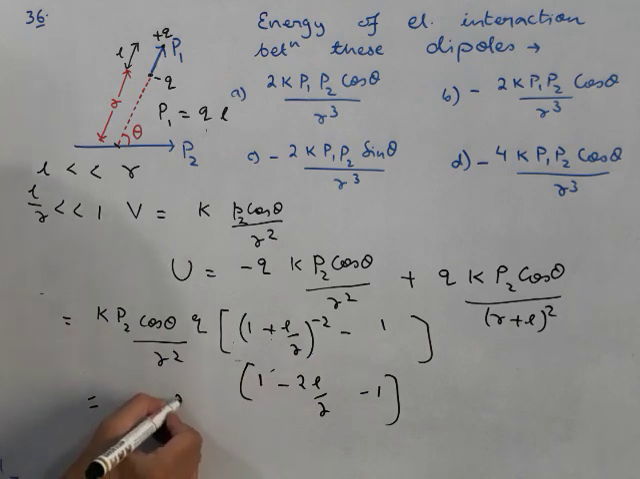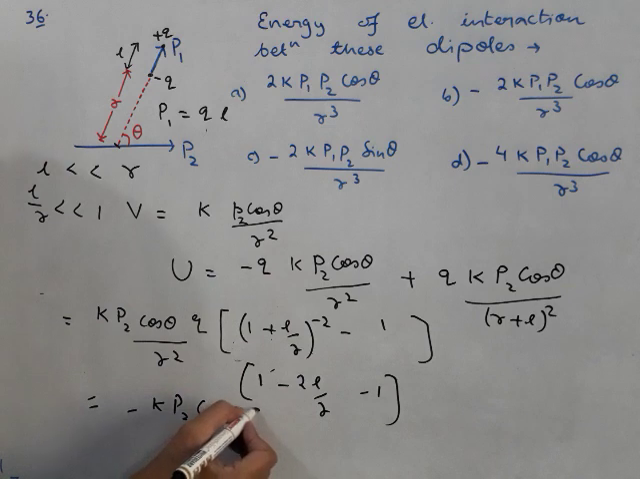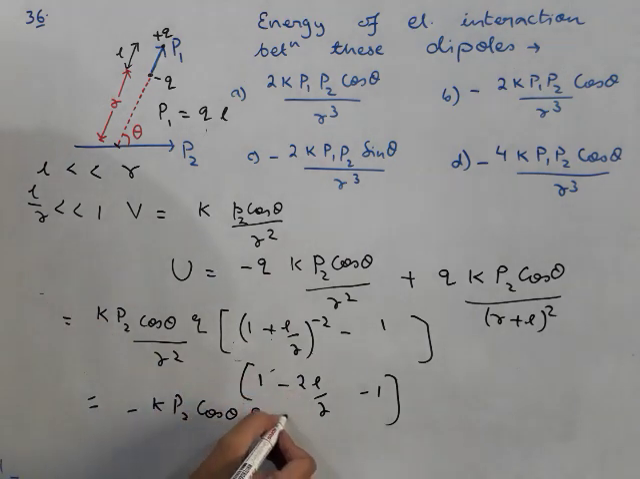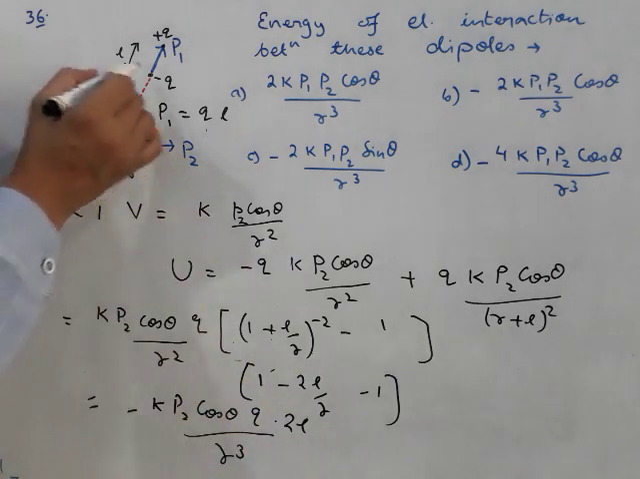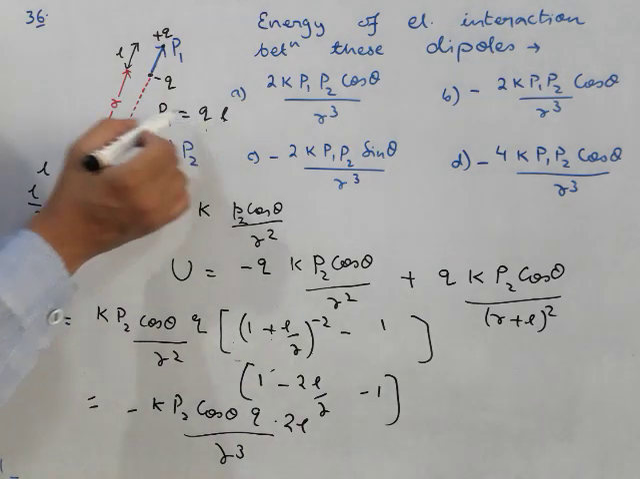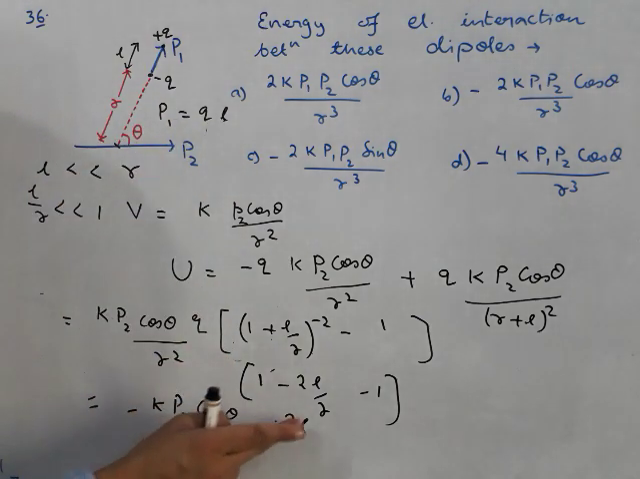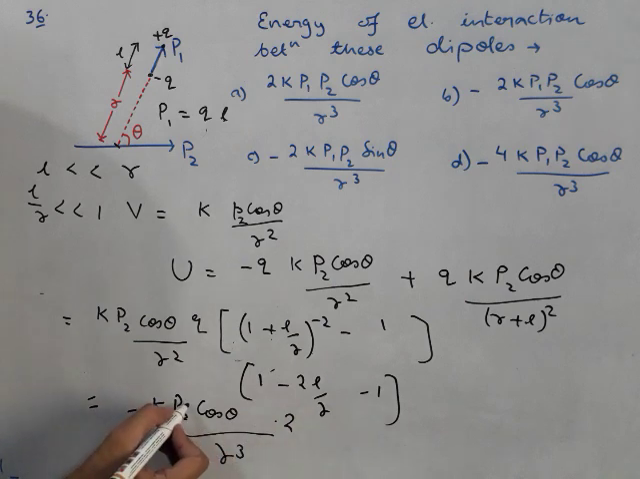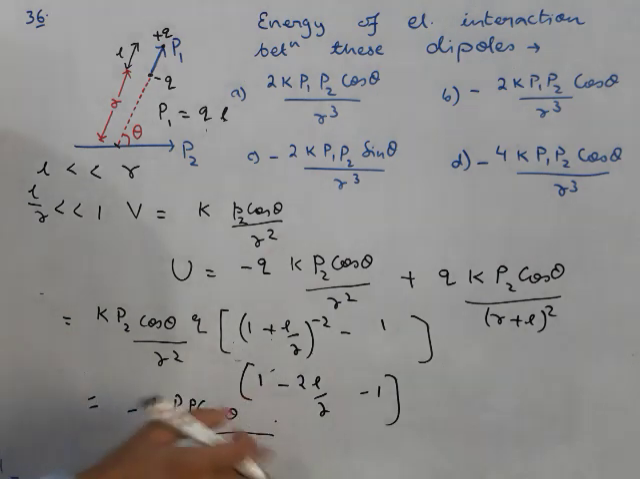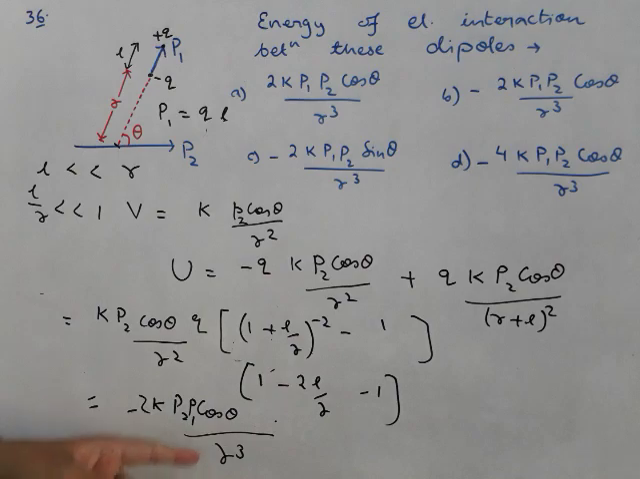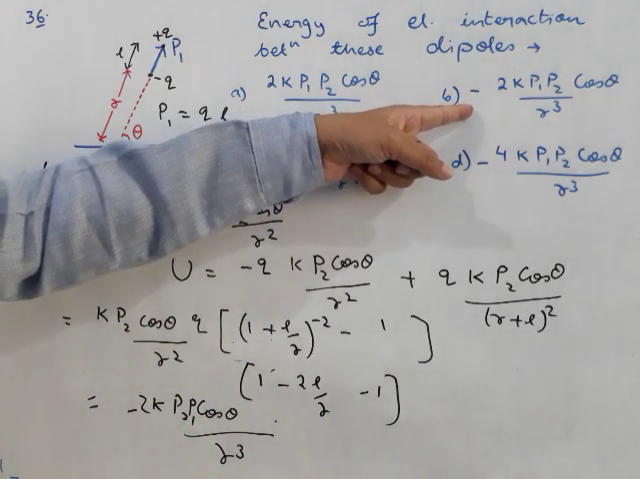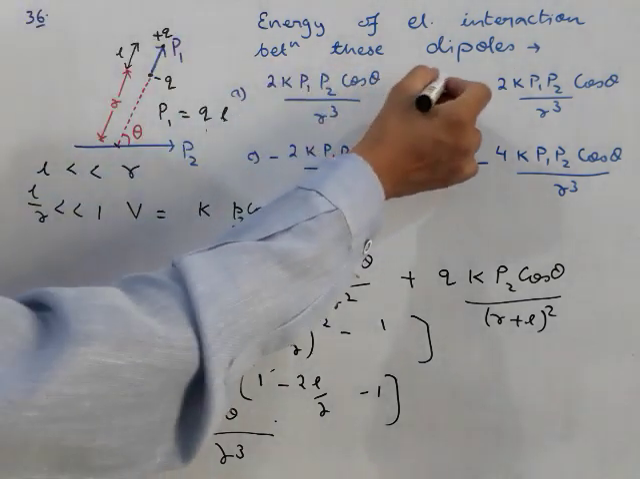We will be left with this minus sign. K times P2 times cos theta times Q, and then here 2L. This R and this R square together become R cube. Now you see Q into L, the dipole moment Q into L, is P1. So Q and L I can replace by P1, and the 2 I am putting here. So our answer is minus 2K P1 P2 cos theta upon R cube. So this one is, I think, the correct option. Option B is the correct one.